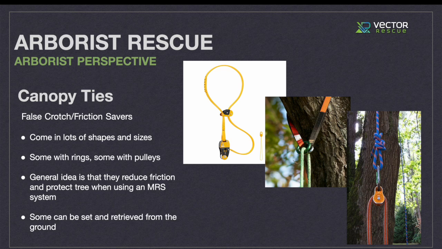So all different variations. The end goal, all of them, is the same. It's to reduce friction for the climber in a moving rope system and to help protect the tree. Many of these can be set from the ground without ever having to set foot in a tree, which is a little bit of magic and wizardry when you see it. Some have to be set in the tree, but almost all of them can be retrieved from the ground once the climber comes back down to the ground.